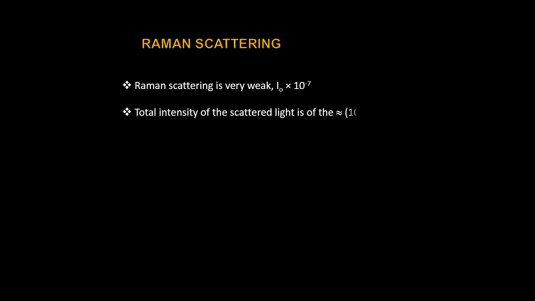Raman scattering. The salient features of Raman spectrum. Raman scattering is very weak, with the intensity 10 to the power minus 7 of the incident radiation. Total intensity of the scattered light is of the order of 10 to the power minus 3 to 10 to the power minus 5 of the intensity of the incident radiation.